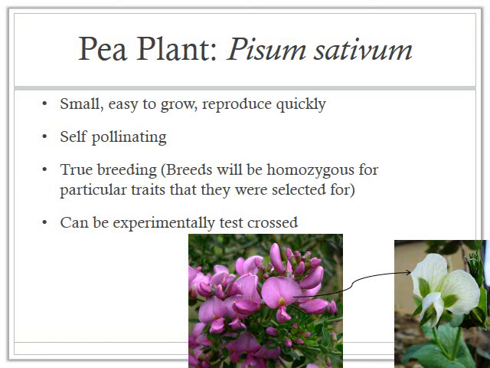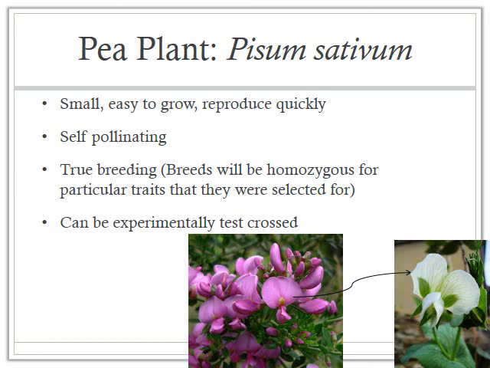A breed is pretty much a group of this species that is homozygous for a particular trait that you were selecting for. So if you wanted a certain plant to be purple, and you bred and you bred and you bred only the purple ones together for years and years and years, you're basically breeding out the other allele. And so just the allele that you want will be present in that group.